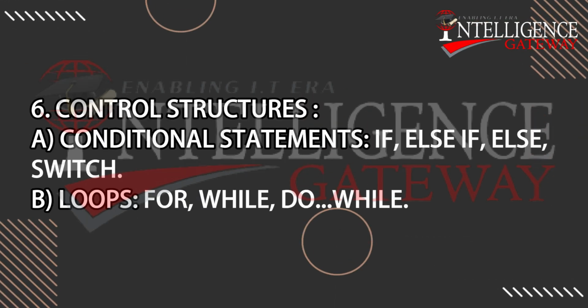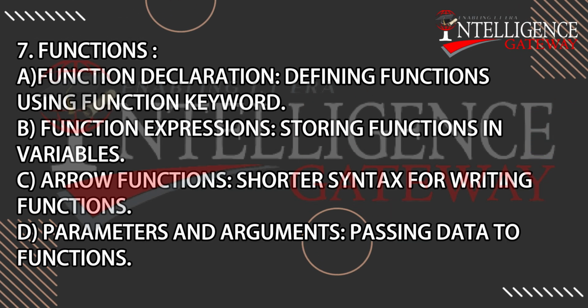6. Control structures. A. Conditional statements, if, else, switch. B. Loops, for, while, do-while. 7. Functions. A. Function declaration, defining functions using the function keyword. B. Function expressions, storing functions in variables. C. Arrow functions, shorter syntax for writing functions. D. Parameters and arguments, passing data to functions.